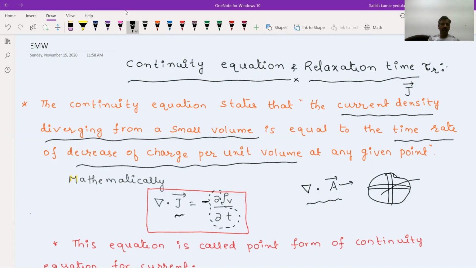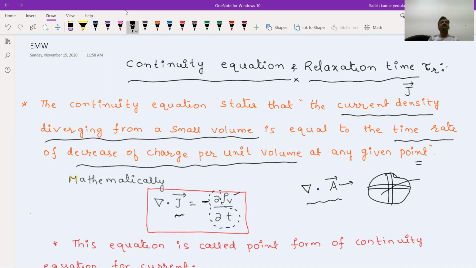If that minus is not there, you have to say it is simply a rate of increase or simply a rate of change. That minus is there means it's a rate of decrease of charge. This rho v is the volume charge density. That's the reason it is called charge per unit volume, because the units of rho v are coulomb per meter cube at any given point.